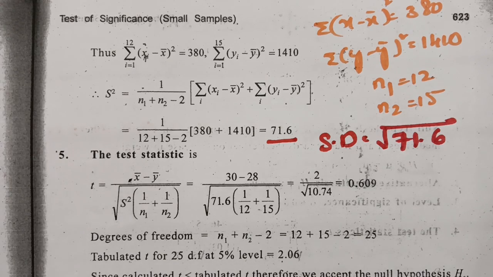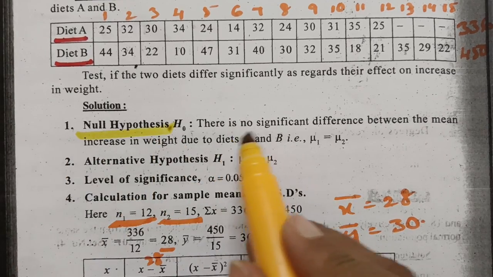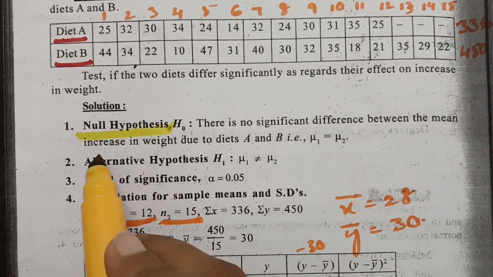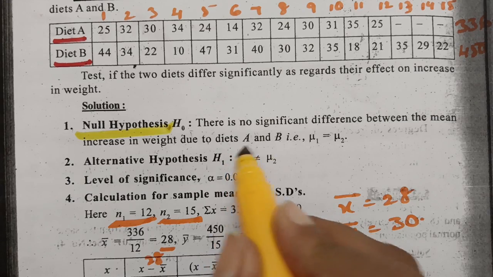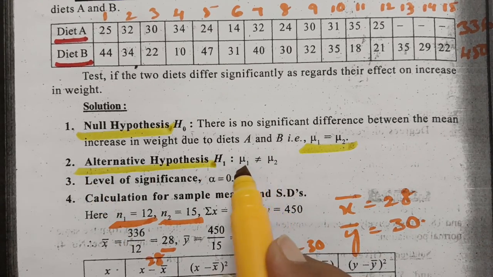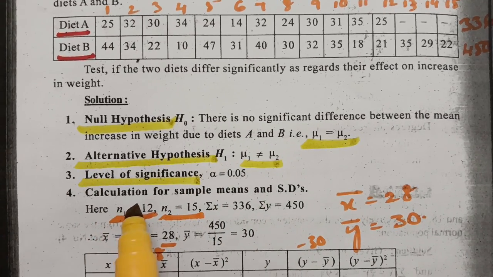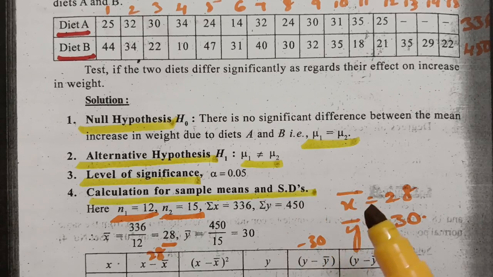First one is the null hypothesis. There is no significant difference between the mean increase in the weights due to diet A and diet B, mu1 equal to mu2. And next one is the alternate hypothesis: mu1 not equal to mu2, level of significance 0.05. And next, we have to calculate the mean and the standard deviation.